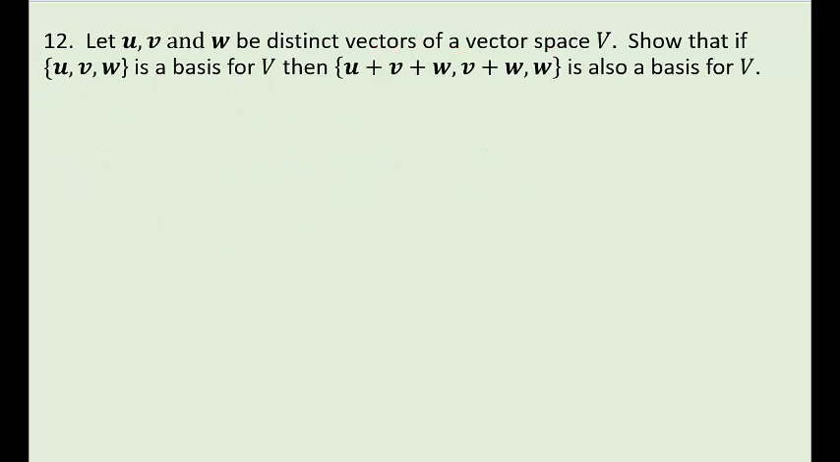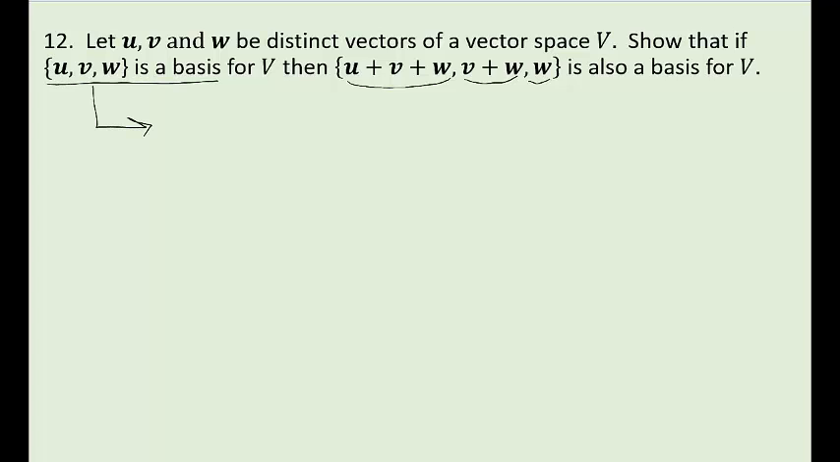This problem, number 12, is like one that we did in class. Let vectors u, v, and w be distinct in a vector space V. Show that if the set containing u, v, w is a basis for V, then these three vectors, u plus v plus w, v plus w, and v, comprise a basis for V. Okay, so we are assuming that this is a basis.